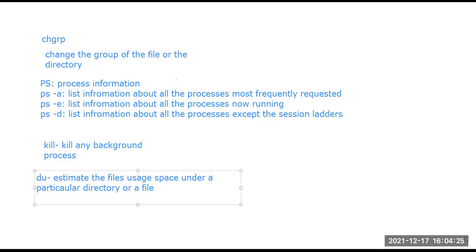Then there is df. What is the role of the df command? It reports the file system disk space usage. So it is a similar type of scenario.